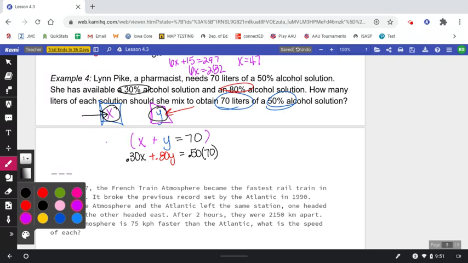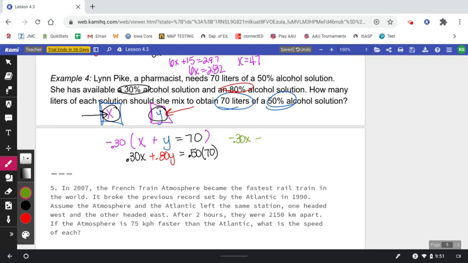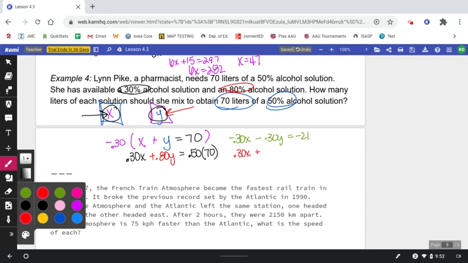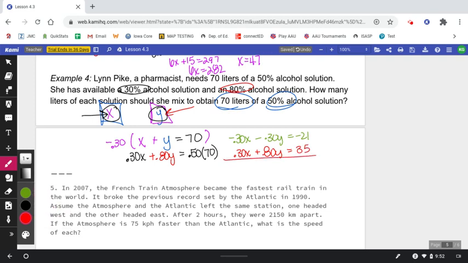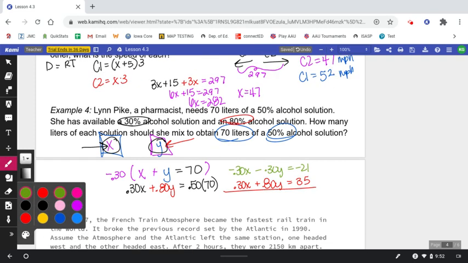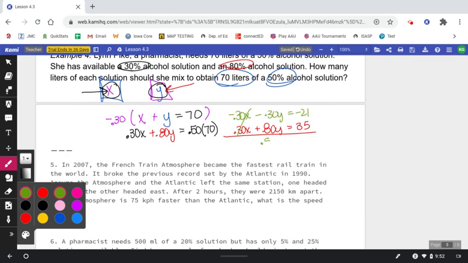So I'm going to times this top equation by negative 0.30. So the top equation becomes negative 0.30x minus 0.30y equals negative 21. And the bottom equation is going to stay 0.30x plus 0.80y equals 35. So these will cross out, and I'll be left with 0.50y equals 14. So divide by 0.50 and y equals 28 liters.